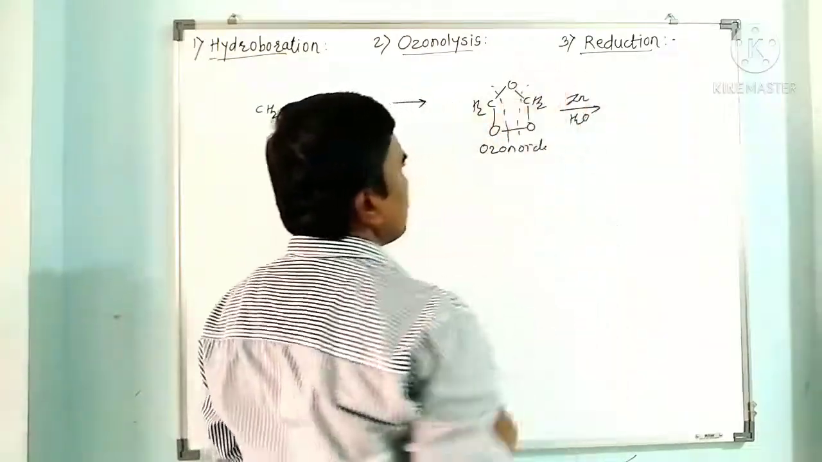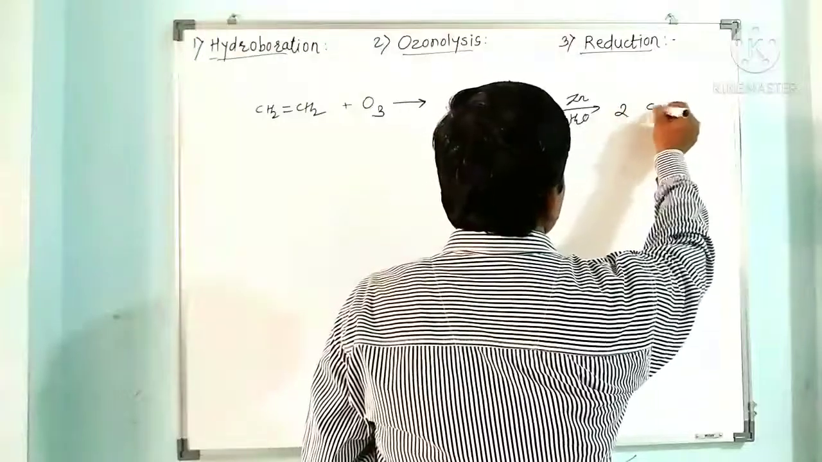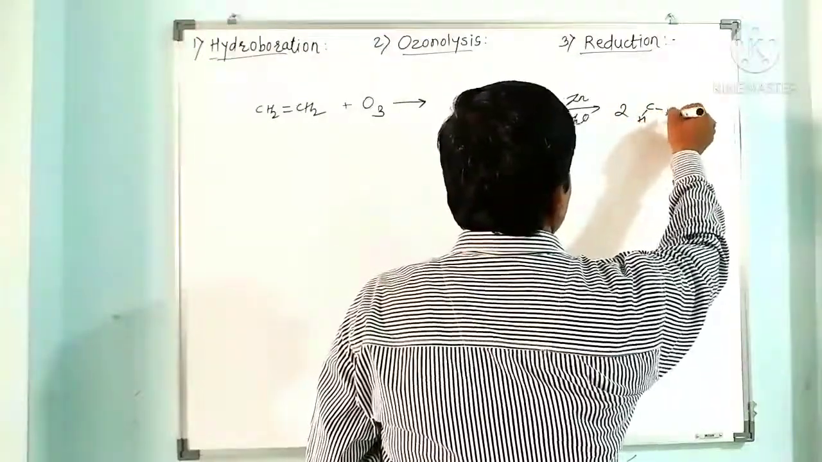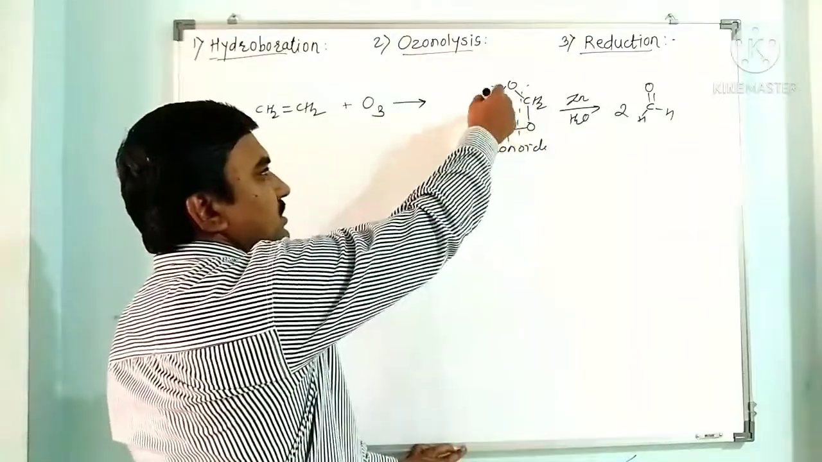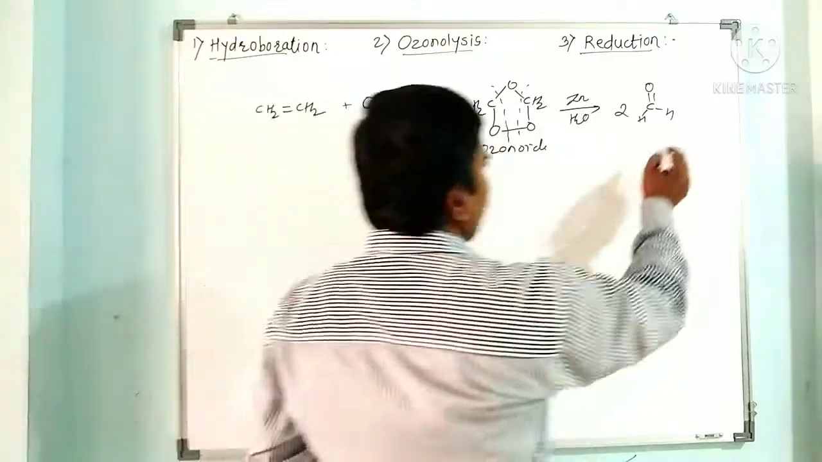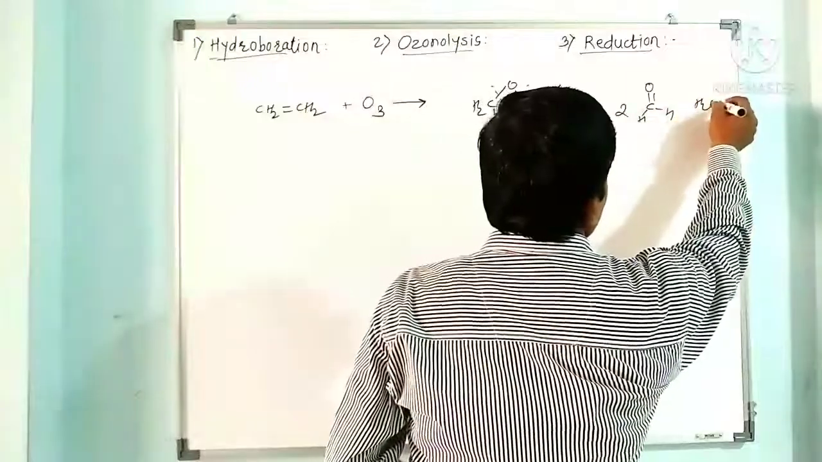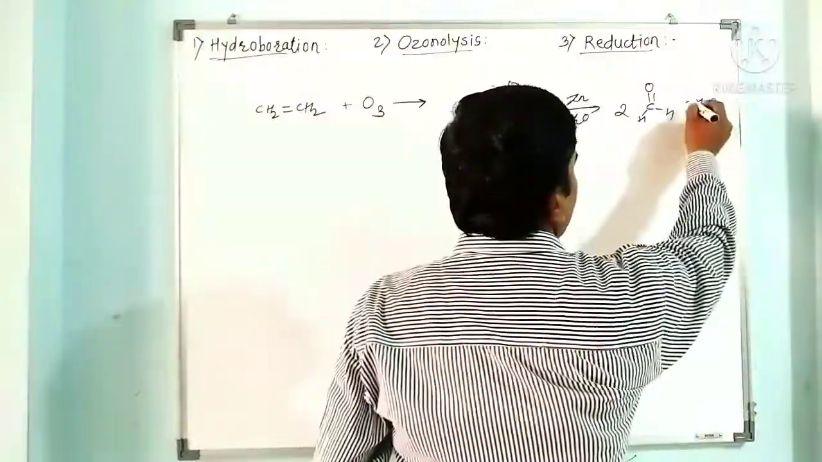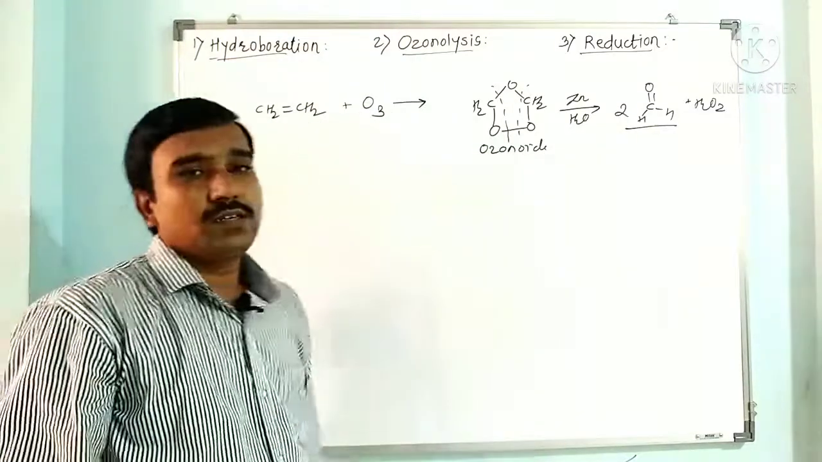Zinc takes up this oxygen, so we get 2 moles of CH2=O. So here this is CH2O, that is HCHO, and this HCHO. So we get 2 moles of carbonyl compound, plus there is a loss of H2O2. So here we get 2 carbonyl compounds from the alkene.